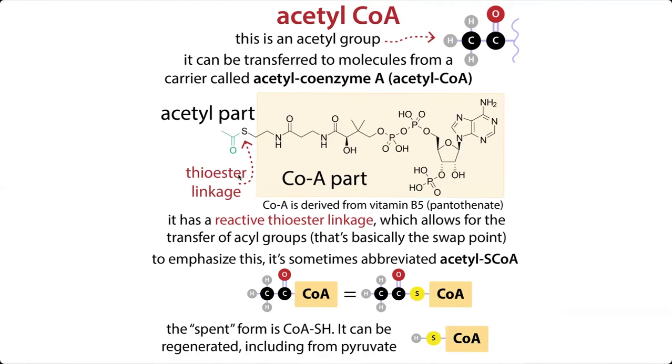And note here that it says a thioester linkage. A thioester is the sulfur analog or equivalent of an ester. So remember, an ester would be where we had an oxygen next to a carbonyl. And in the case of a thioester, we have a sulfur next to a carbonyl. In addition to forming these weaker bonds, sulfur is going to be very nucleophilic. And so it's going to be able to attack a carbonyl carbon to add on an acyl group.